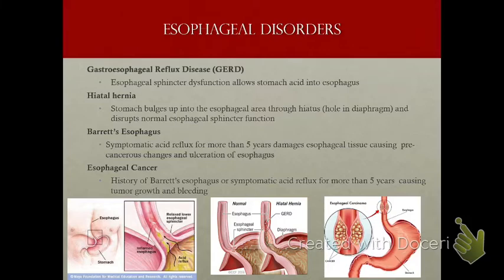The first one is GERD, reflux disease. We've probably all heard of reflux disease. This is where our esophageal sphincter is not closing appropriately. And when we eat a big meal, acid comes up into our stomach. And when acid comes up, what does it do to our esophagus?